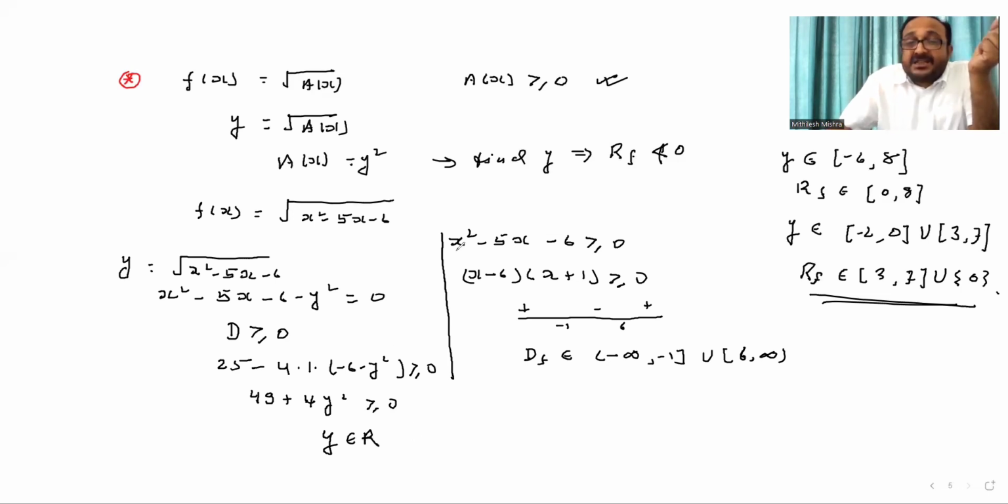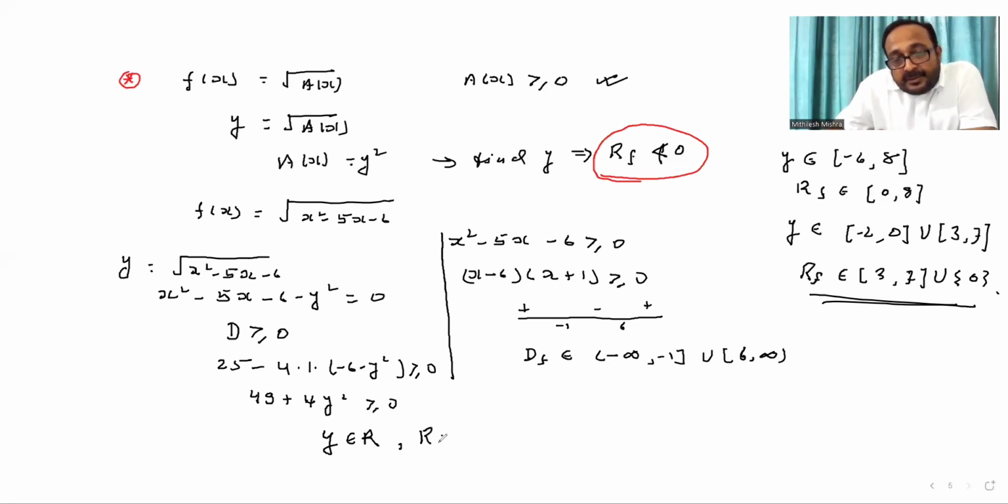But as discussed, the range can't be negative. Always remember, this point must be remembered: the range of a function under a root can't be negative. So here the range will be only positive values. The range of the function belongs to not all R, but R plus, or you can write 0 to infinity. Clear? Let us see the next point.